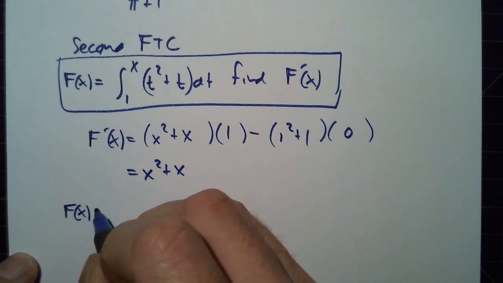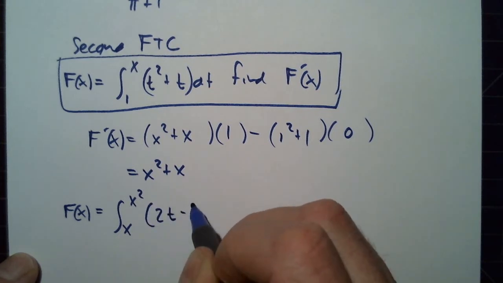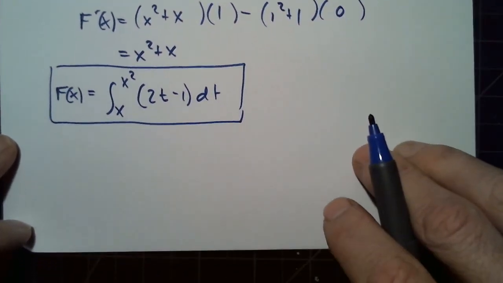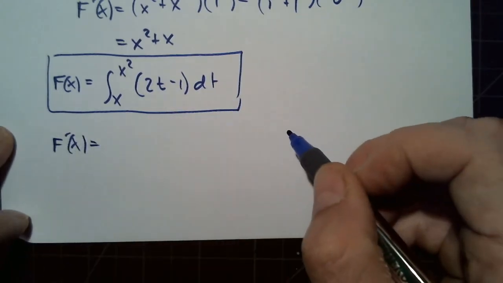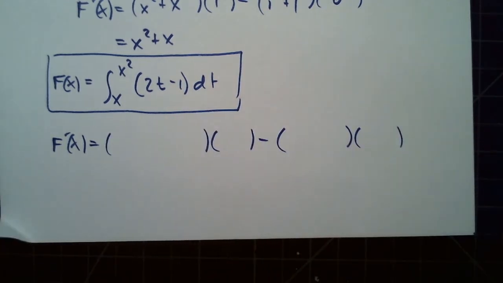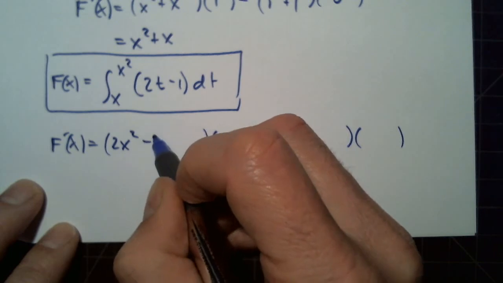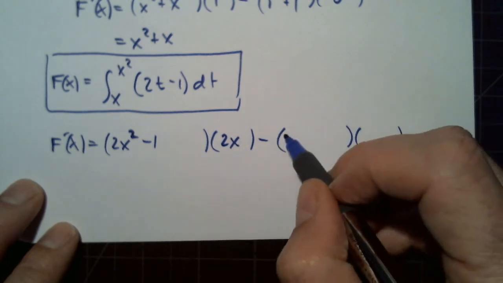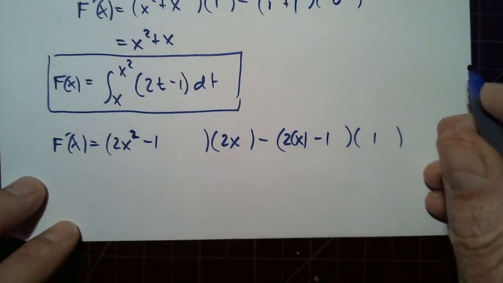So if f of x is the integral from x to x squared of 2t minus 1 dt, then you try that one. Find f prime. All right, pause the video and try that. Plug in x squared, and we have 2x squared minus 1, substituting x squared in for t, times the derivative of x squared. Then we substitute the x in for t, times the derivative of x.